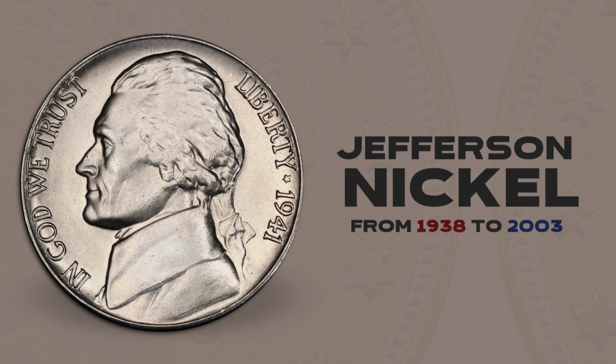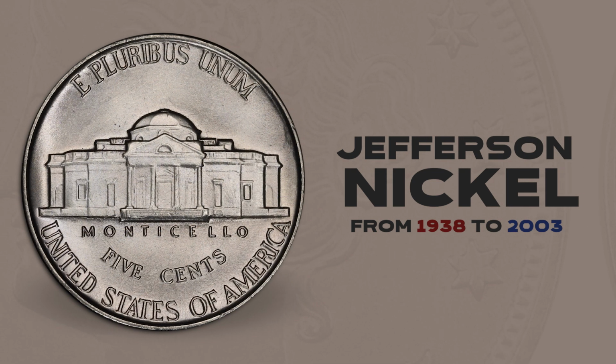Now to a design many of us are very familiar with, the Jefferson nickel. This coin was designed by Felix Schlag. Starting in 1938, it was the first coin to feature Thomas Jefferson as well as the Monticello reverse, which is still used on our nickels to this very day. The mint mark is located right of Monticello on these early coins.